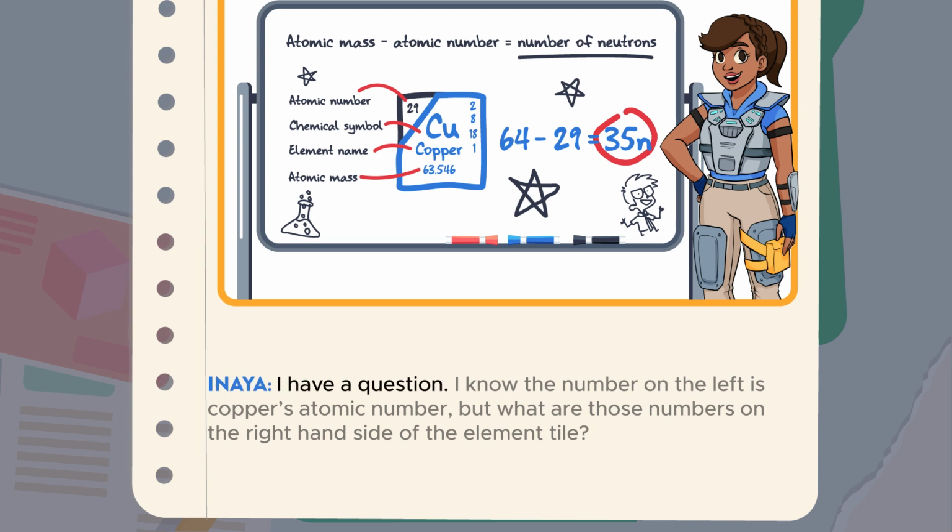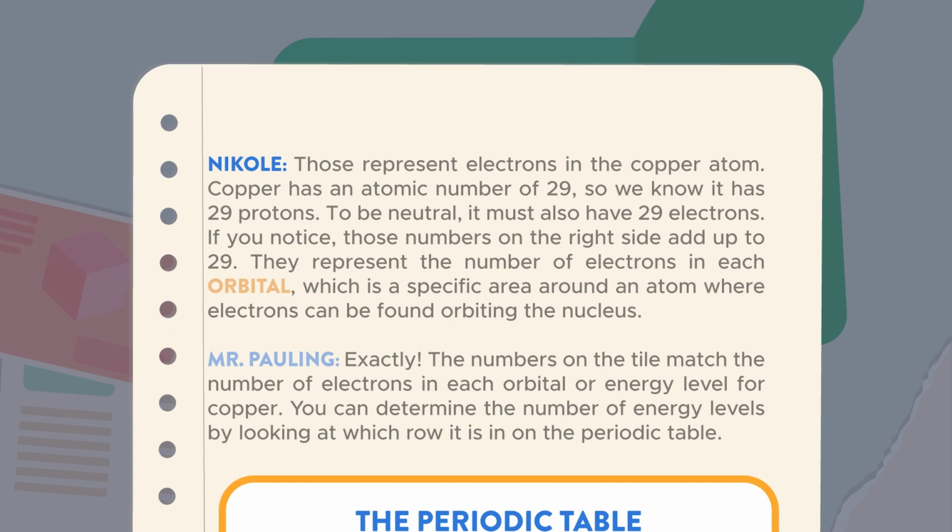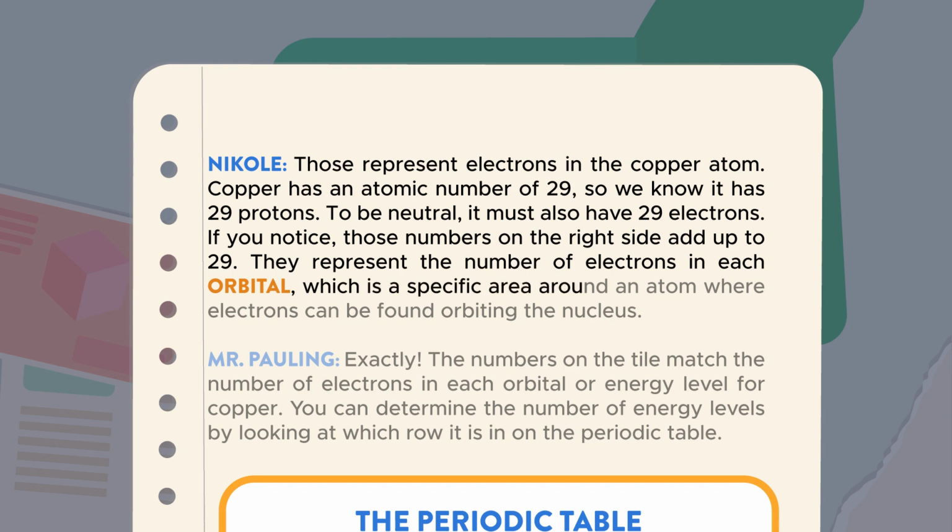I have a question. I know the number on the left is copper's atomic number, but what are those numbers on the right-hand side of the element tile? Those represent electrons in the copper atom. Copper has an atomic number of 29, so we know it has 29 protons. To be neutral, it must also have 29 electrons. If you notice, those numbers on the right side add up to 29. They represent the number of electrons in each orbital, which is a specific area around an atom where electrons can be found orbiting the nucleus.